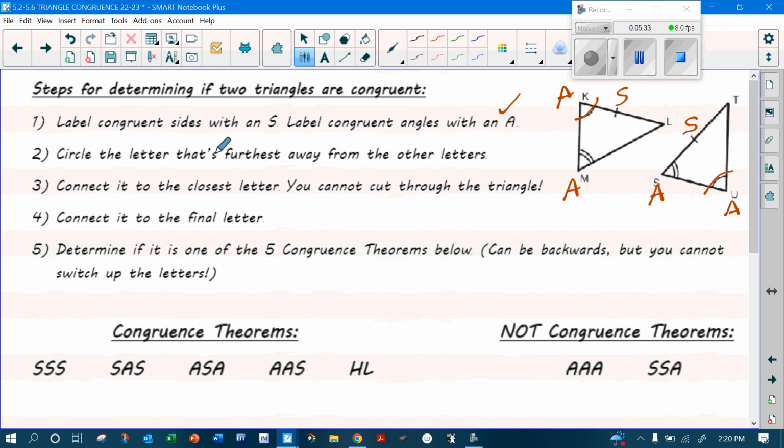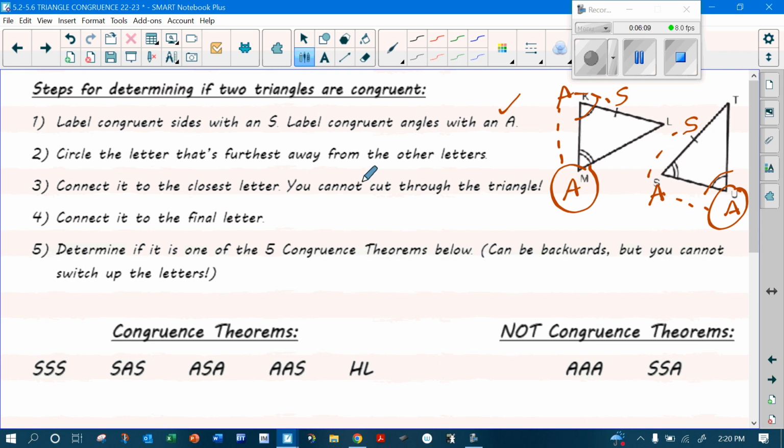Circle the letter that's the furthest away from the other letters. Connect it to the closest letter. You cannot cut through the triangle, so you don't want to cut through. So you would want to go like side, angle, angle. Or since this one is furthest away from these two, then we would circle this one and we would go angle, angle, side. This one is furthest away from these two, so we'd go angle, angle, side.